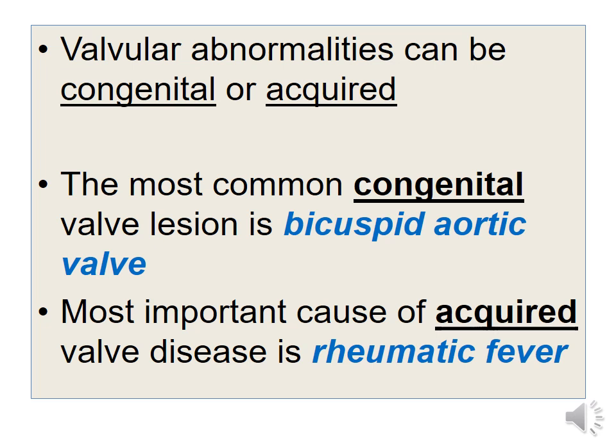Valvular disease can be either congenital or acquired. The most common congenital valve lesion is called bicuspid aortic valve, while the most important cause of acquired valve disease is rheumatic fever. We will be discussing briefly these 2 conditions in this lecture.